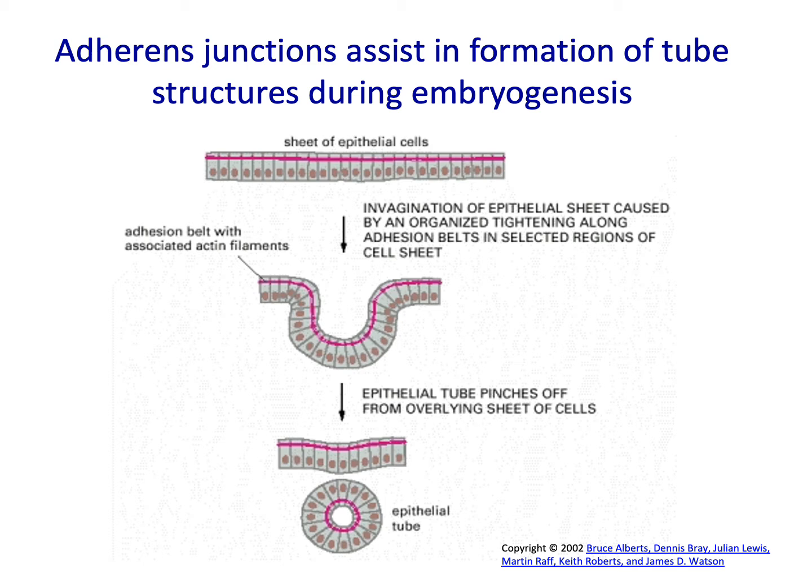Initially, you have a sheet of epithelial cells knit together by adherens junctions. Within this sheet, some of the adherens junctions begin to tighten, whereas others loosen. This is similar to pulling a thread in a piece of material. A U shape begins to form, and eventually a fully formed epithelial tube pinches off from the overlying sheet of cells.